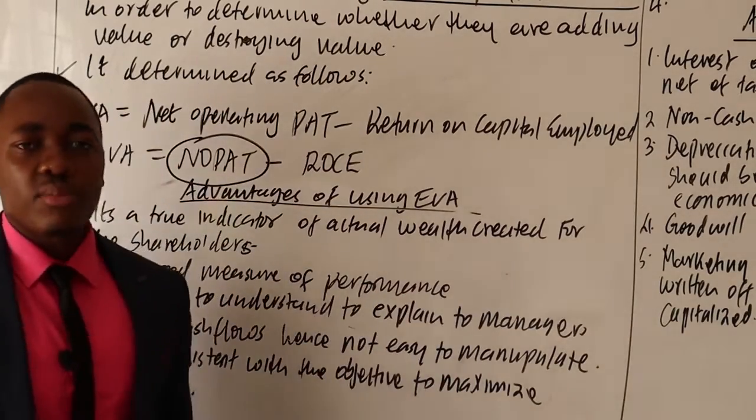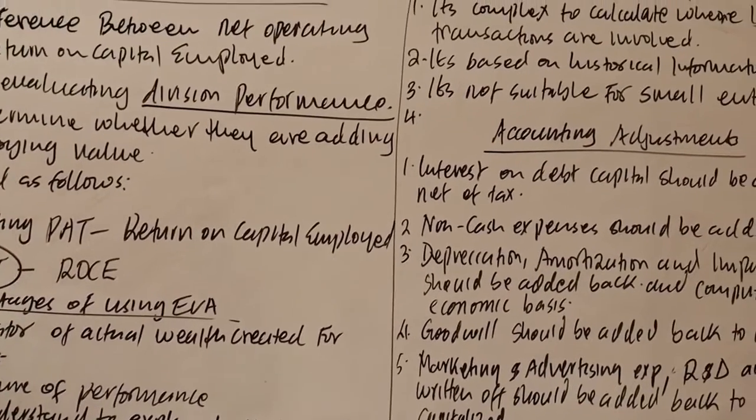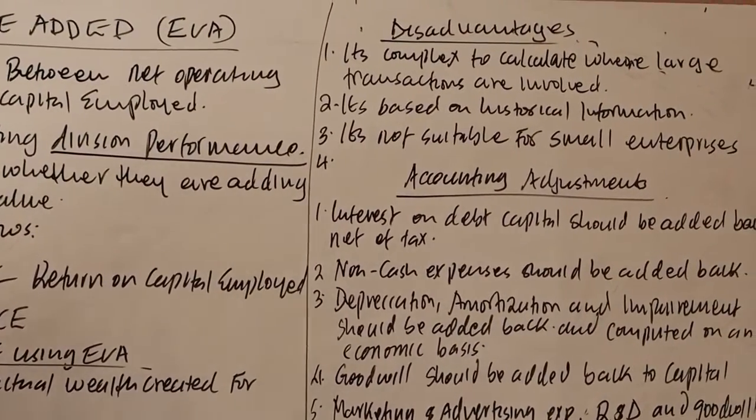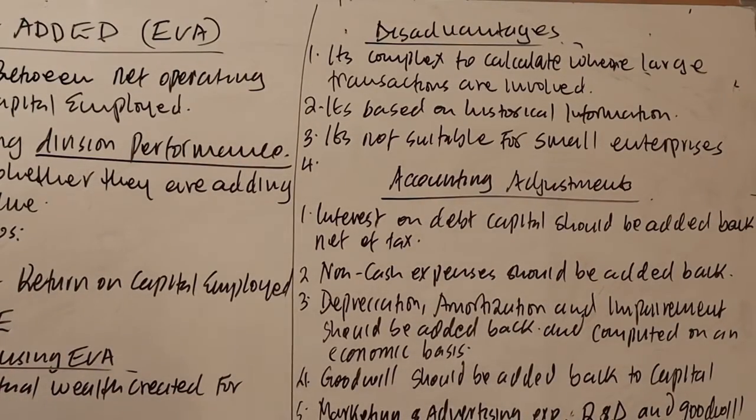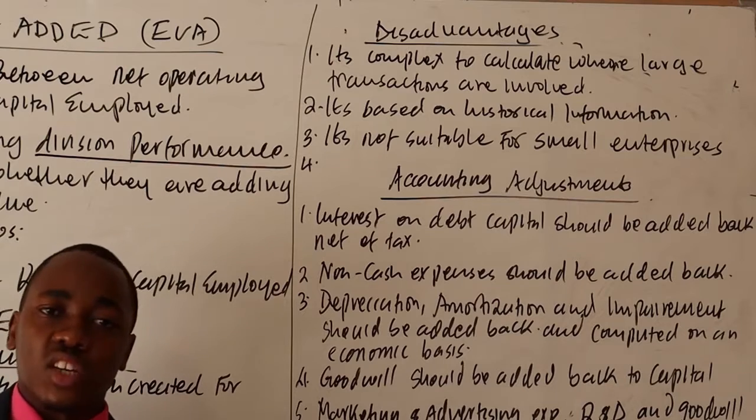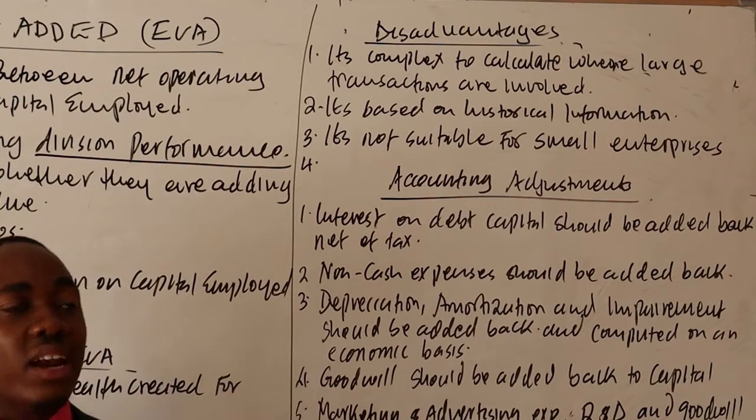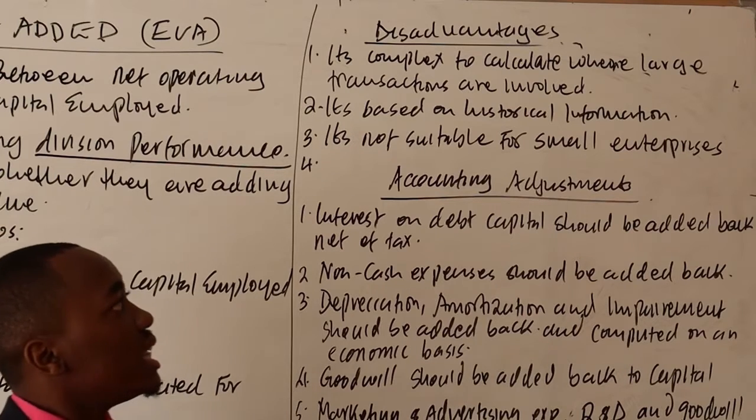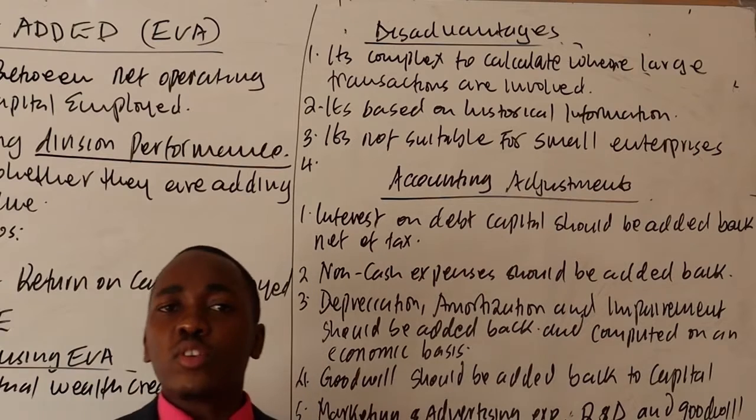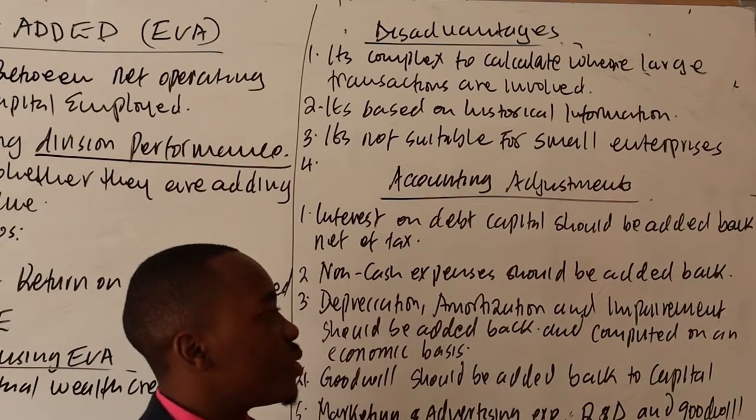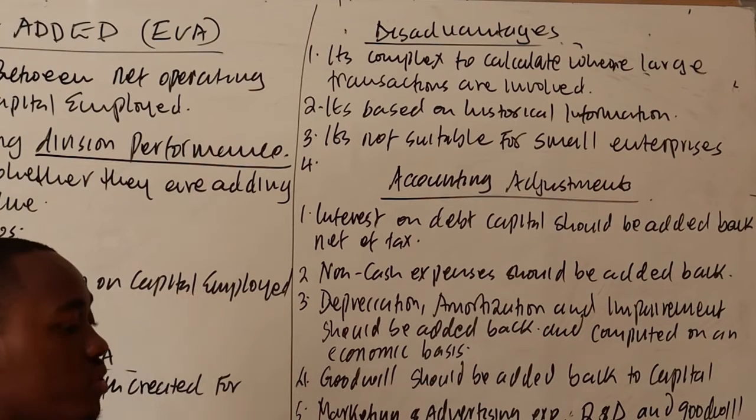And then what are some of the disadvantages? One of the major disadvantages is that it can be complex, mostly when there is involvement of large transactions. And then it's based on historical information, so it cannot be used to forecast the future flow. And then also it's not suitable for small enterprises with no different divisions. So that means EVA is mostly applicable for large organizations.